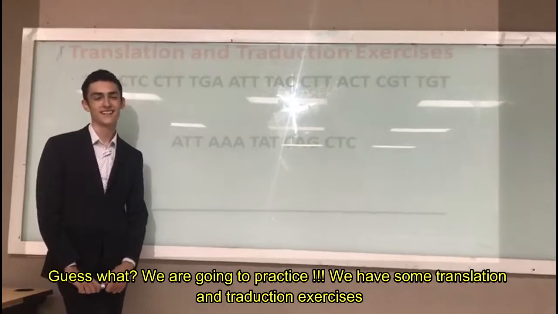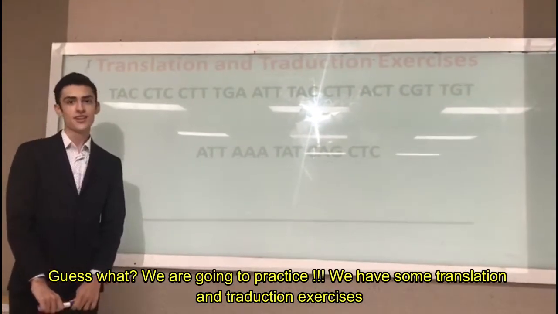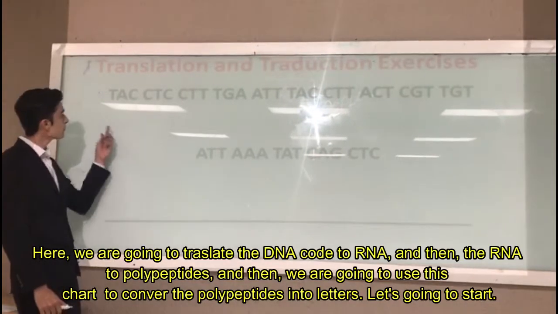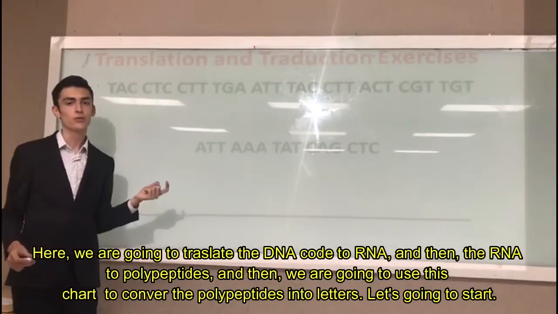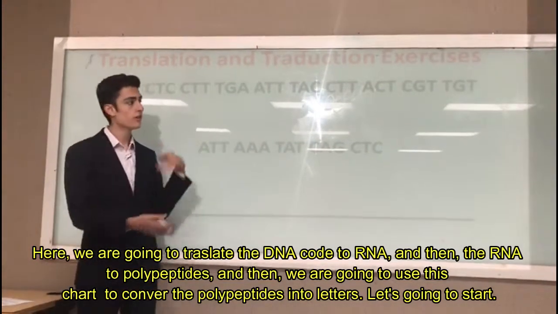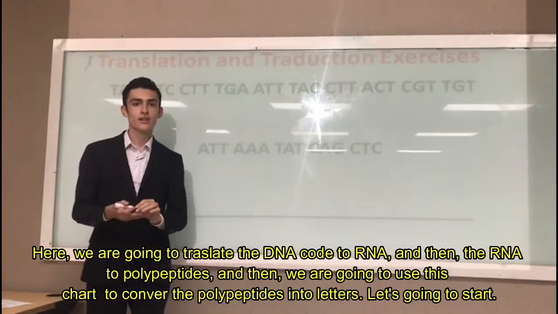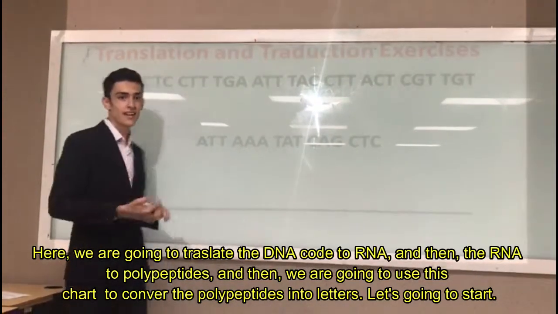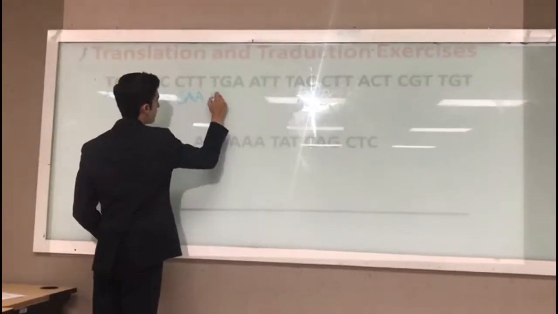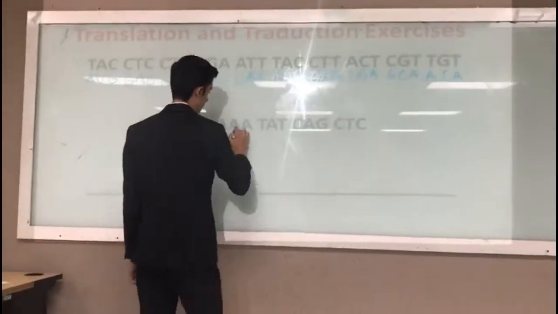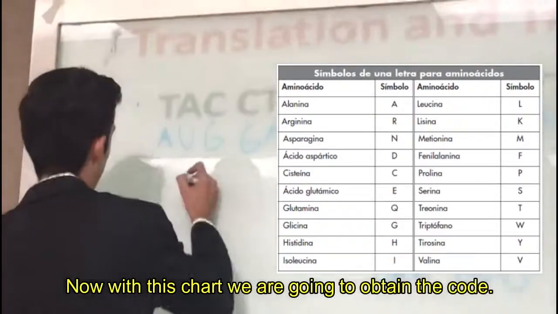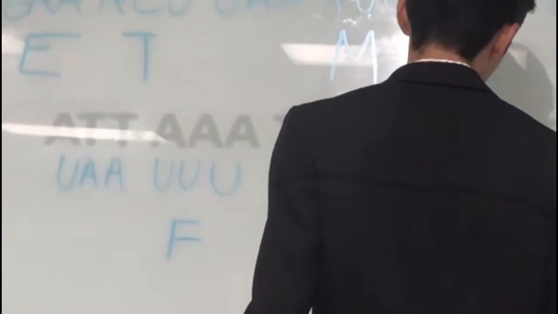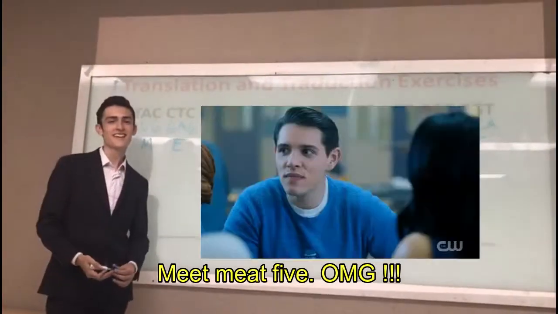Guess what? We are going to practice. We have some translation exercises. Here we are going to translate the DNA code to RNA, and then the RNA to polypeptides, and then we are going to use this chart to convert the polypeptides into letters. Let's go and start. Now using this chart we are going to obtain the code. Meet me at 5. Oh my god.